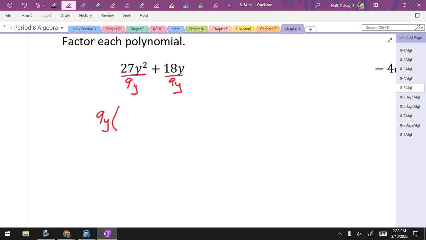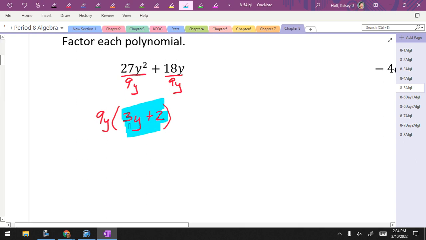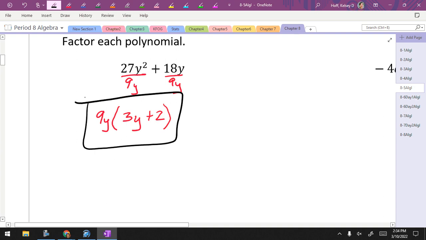27y squared divided by 9y. 3y. 18y divided by 9y. 2y. Just 2 because your y's cancel. Before you quit, you look back at your parentheses. Did I miss a number that I could divide out of 3 and 2? Did I miss a y that I could take from both? No. This is your answer.